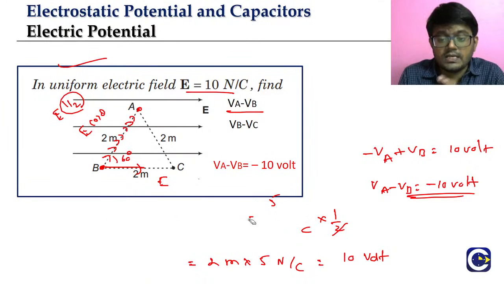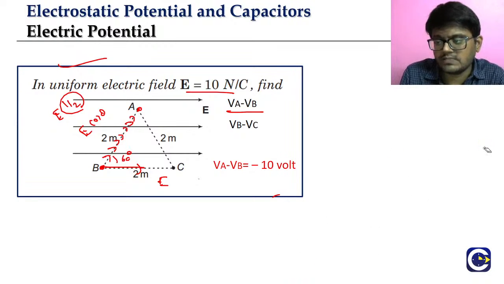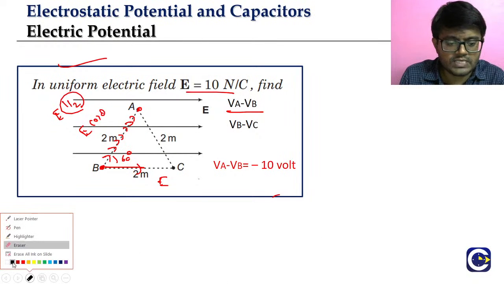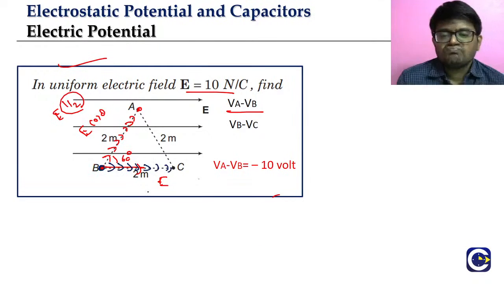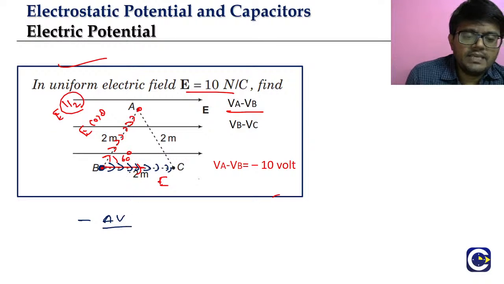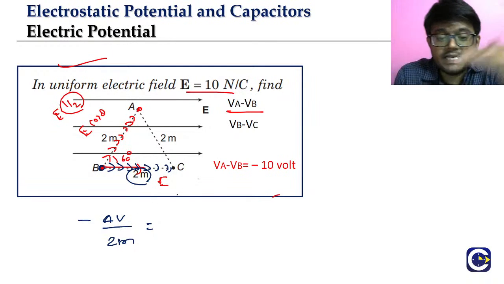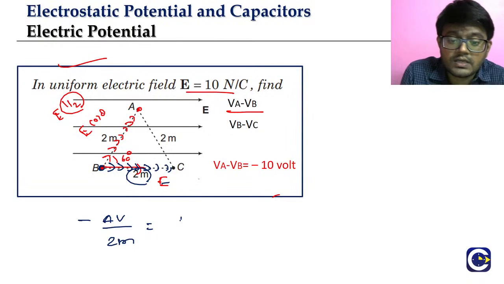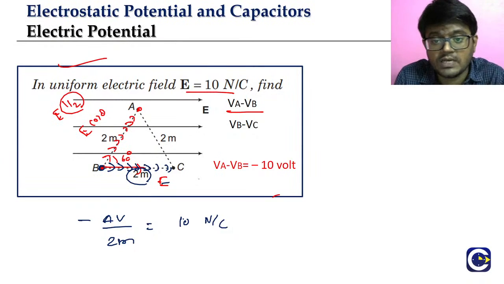Okay, so we have to calculate the VB minus VC value. We have to also calculate VB minus VC. For that, what should we do? We should start from B and move towards C. Look here, we are moving from B to C, right? Minus delta V by the distance, 2 meter, is equal to the electric field component along the direction. Look, the electric field is towards the right side, which means the component of the electric field along the direction will be what? 10, the total value of the electric field, because it is in the direction only, right? So the component of the electric field, we will take the total electric field value.